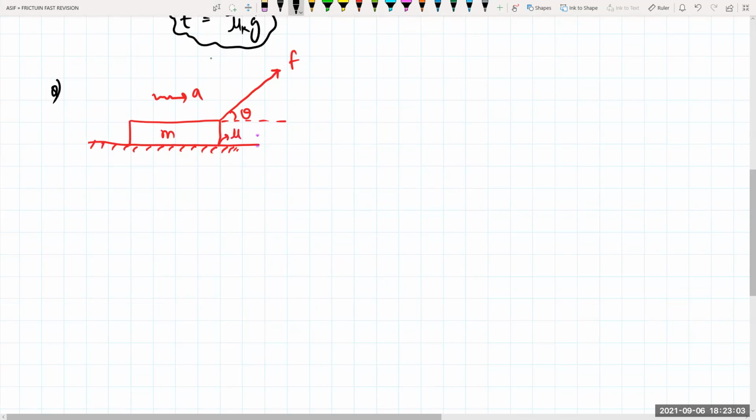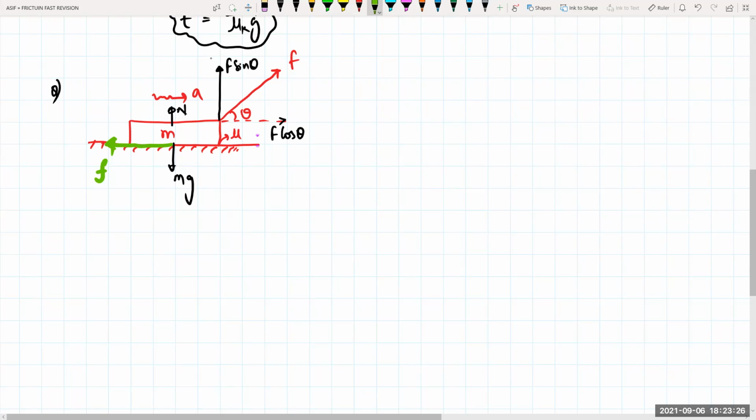When you apply the force, first resolve it. This becomes F cos theta and F sin theta. Whenever you see an angle, you need to resolve it. The weight of the body, M into G, acts downward. The normal reaction acts upward. Friction on this body will be in the backward direction. So F cos theta is balancing your friction.